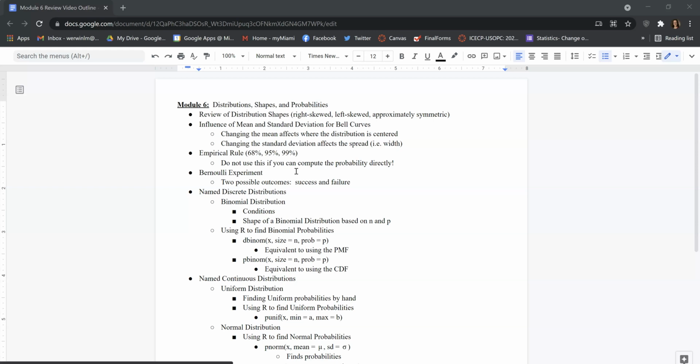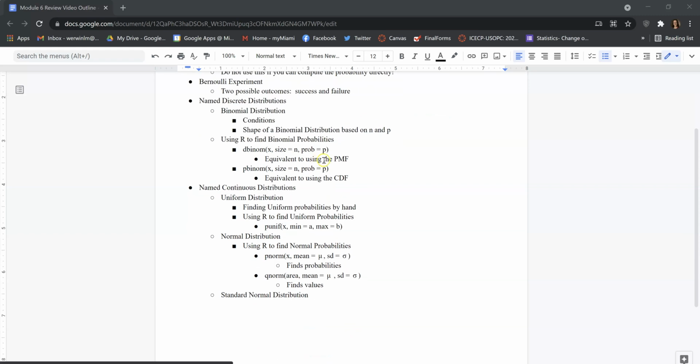Now, moving to the continuous side, we talked about two named continuous distributions. First, we talked about uniform. That is the simplest continuous distribution because its PDF is just a horizontal line. I can ask you to find uniform probabilities by hand or using RStudio. Finding uniform probabilities by hand simply involves finding the area of a rectangle, where we know that we find the area of a rectangle by taking length times width.